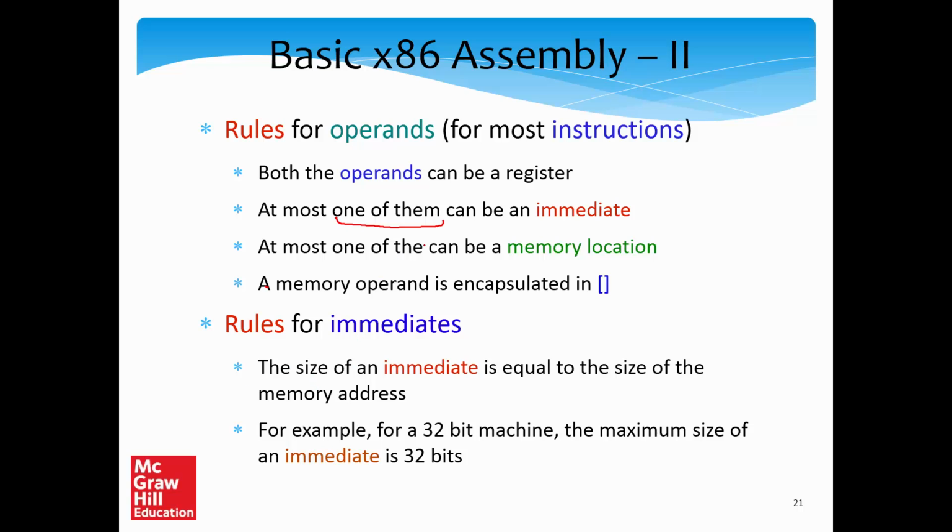At most one of them can be a memory location. Sorry, this should be M over here. Which means that you cannot have two memory locations as operands. And a memory operand is encapsulated in square brackets, which we have already seen. So what are the rules for immediates? The size of an immediate is equal to the size of the memory address. For example, in a 32-bit machine, the maximum size of an immediate is 32 bits.